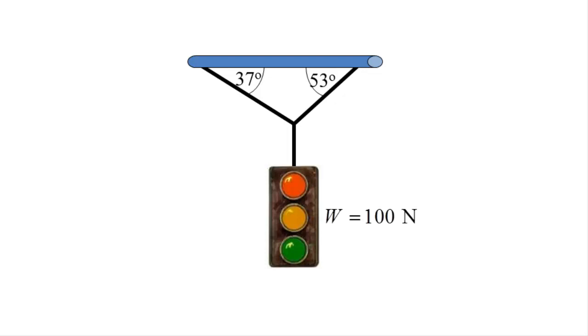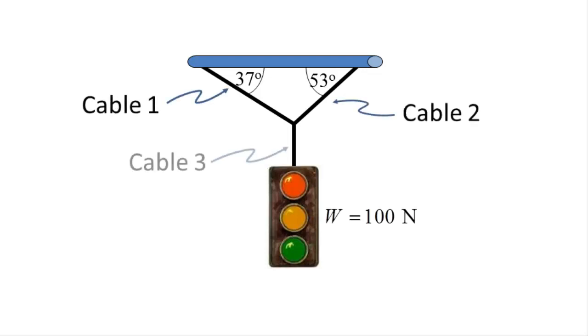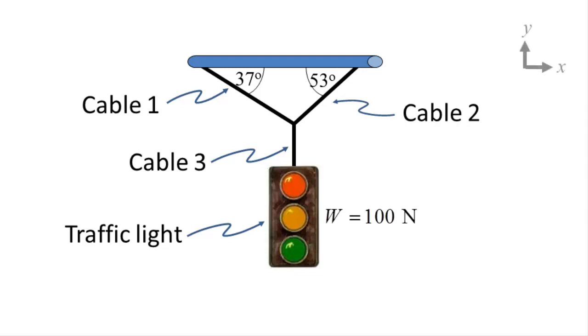The first thing to determine is how many parts of interest are there in the system. What we see is that there are 3 cables, which we'll call cables 1, 2, and 3. And of course, there's the traffic light. We notice that cables 1 and 2 are at some angle to the horizontal beam that it is attached to. So any forces acting on these cables will have horizontal and vertical components. We will then need to define a coordinate system. So let's define the upward direction as positive y and the direction to the right as positive x.